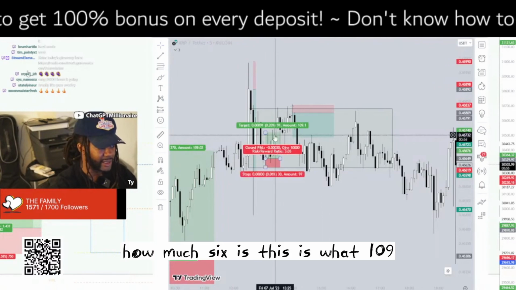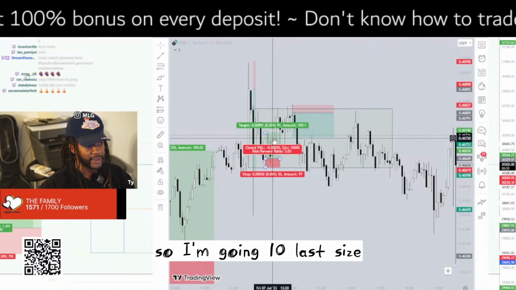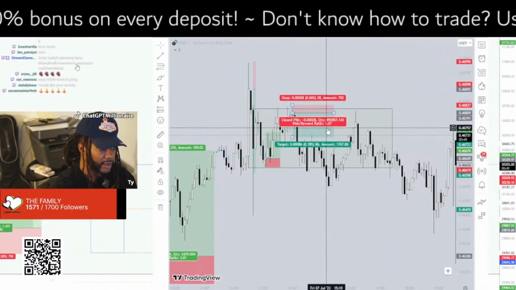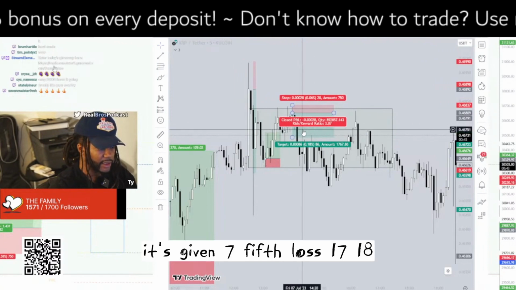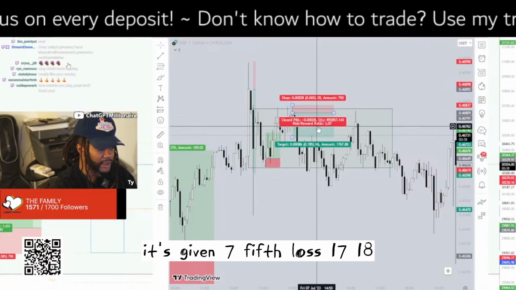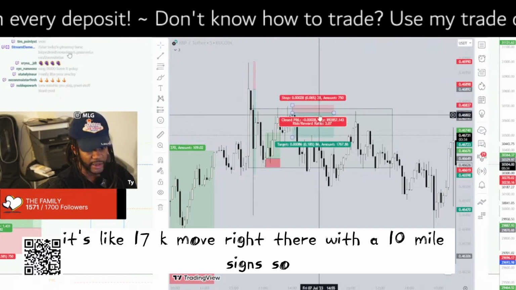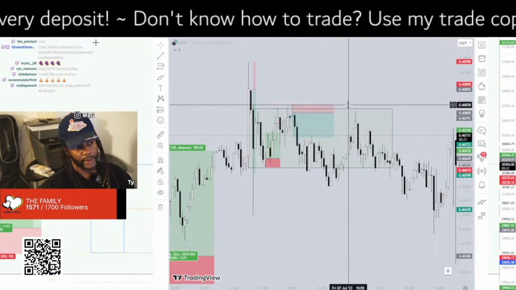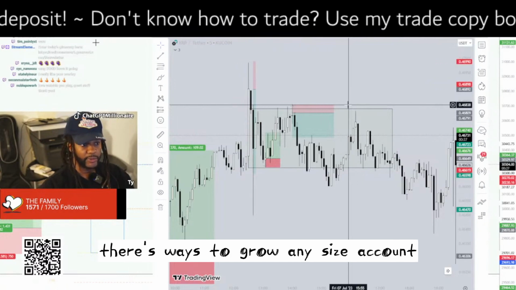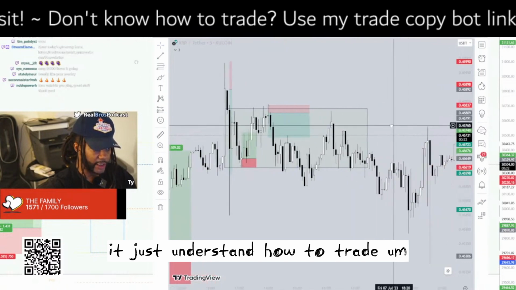And in that trade, I can make, how many ticks is this? This is what, 109. So if I'm going 10 lot size, I've made $1,000 in this little move. This move right here, it's given 750 on the loss, 1800. It's like a 17K move right there with a 10 lot size. So there's so much money in trading. There's a lot of money in trading. There's ways to grow any size account. It's just understanding how to trade.